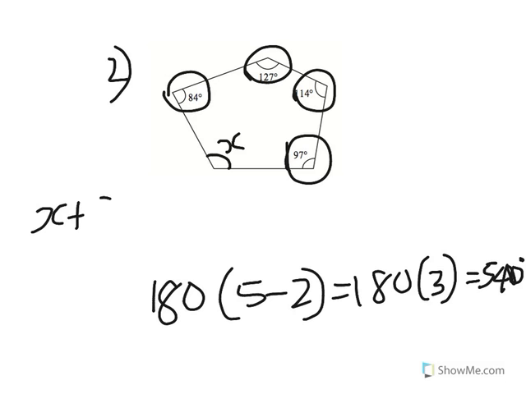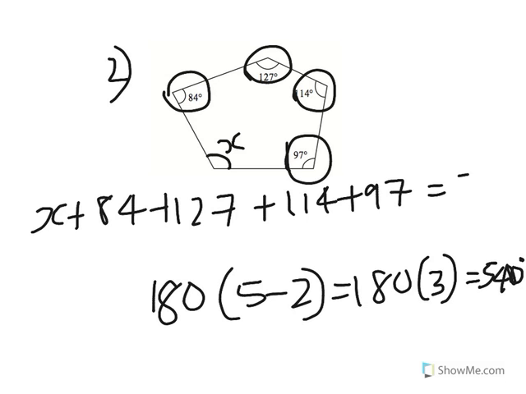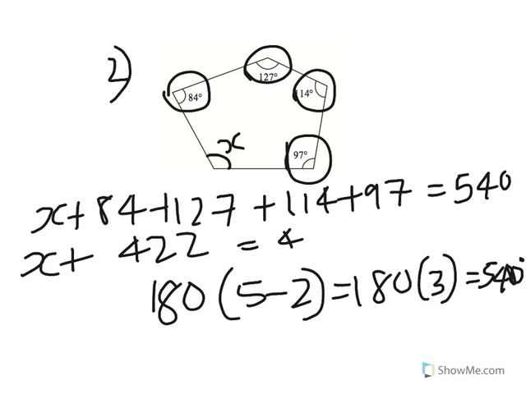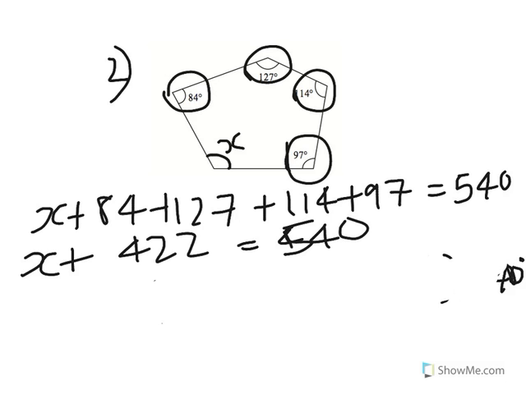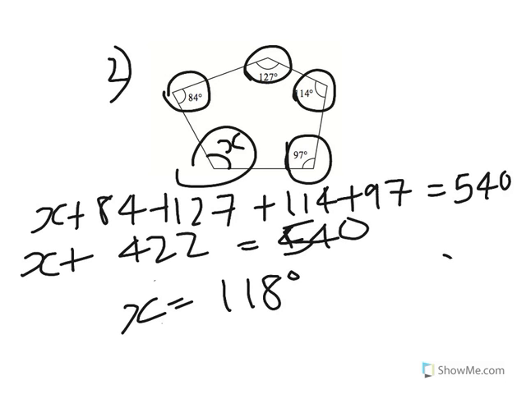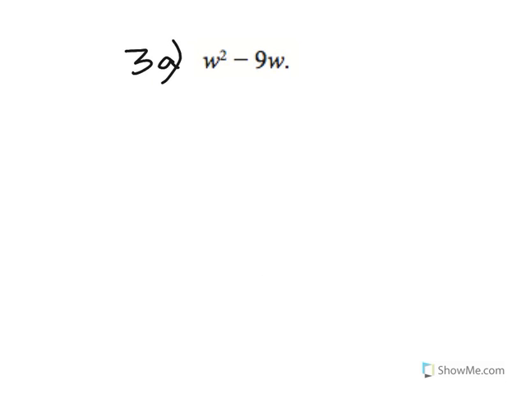So x plus 84 plus 127 plus 114 plus 97 should be equal to 540 degrees. Now it's just basic algebra. So x plus 422 should be equal to 540. Subtract 422 on either side, you're going to get x equals 540 minus 422, which is 118 degrees. So this angle is 118 degrees.